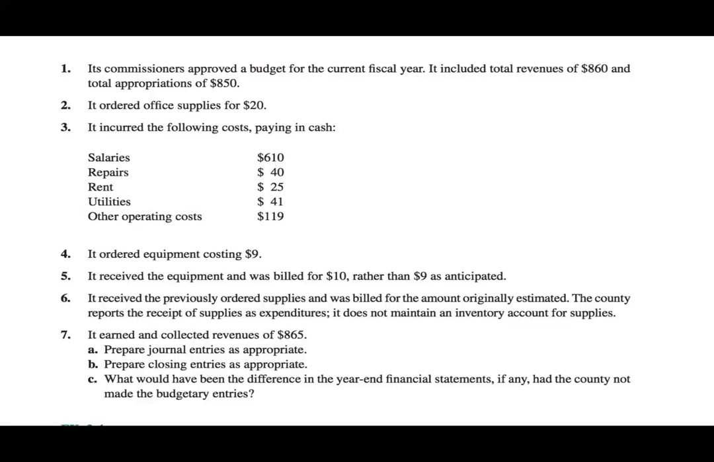Let's look at other entries. We incur the following costs paying in cash: salaries, repairs, rent, utilities, and other operating costs. So now we need to record those expenditures. I call them expenditures because that's what they're going to be called. We're going to debit all these expenditures and, since we paid for them in cash, we're going to credit cash. So there we go, 610, 40, 25.